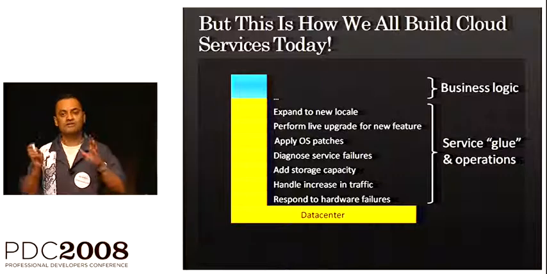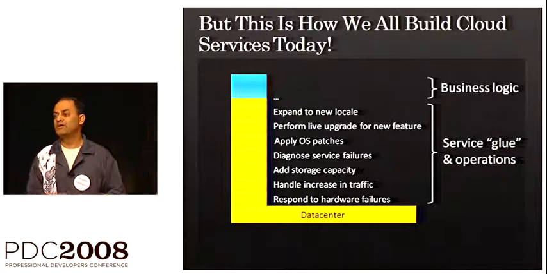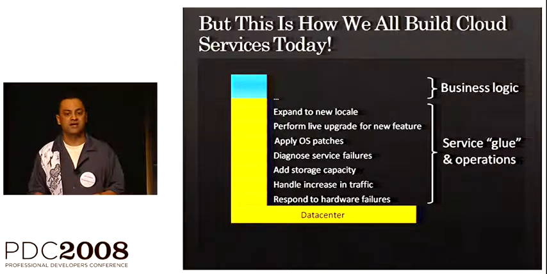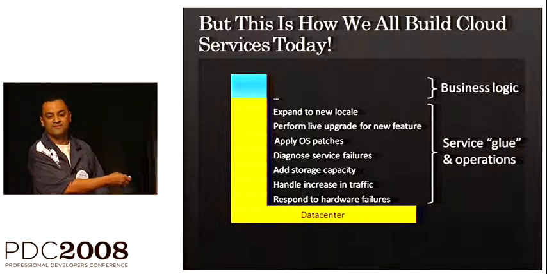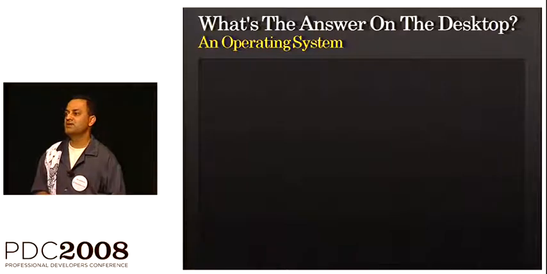Now, we know that this is not what we do when we build desktop applications, right? Why is that? What is the answer? This clicker doesn't work from here. Okay. What is the answer when you go to the desktop? It's an operating system, right? And why is that the answer?